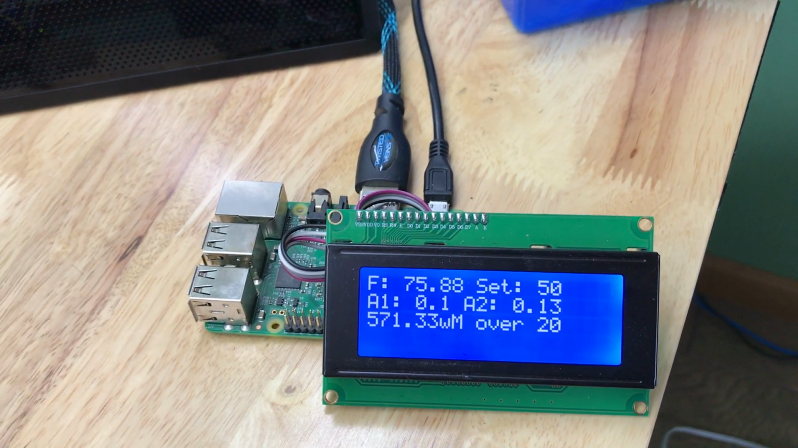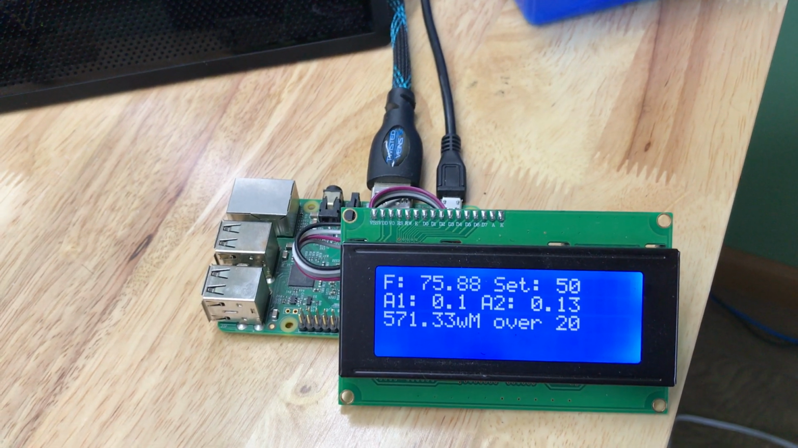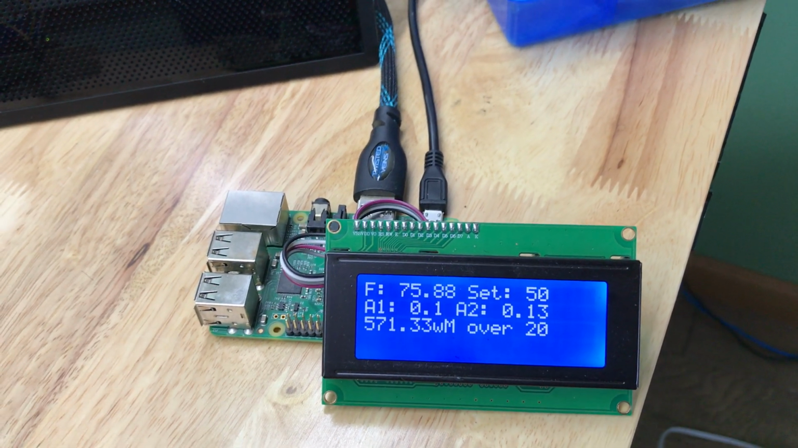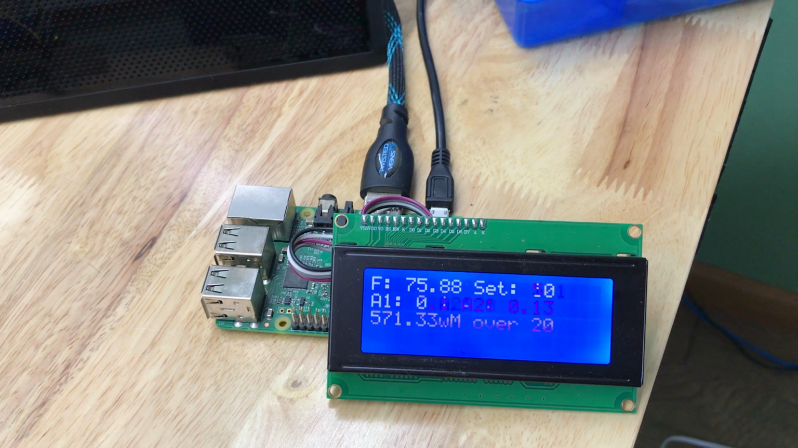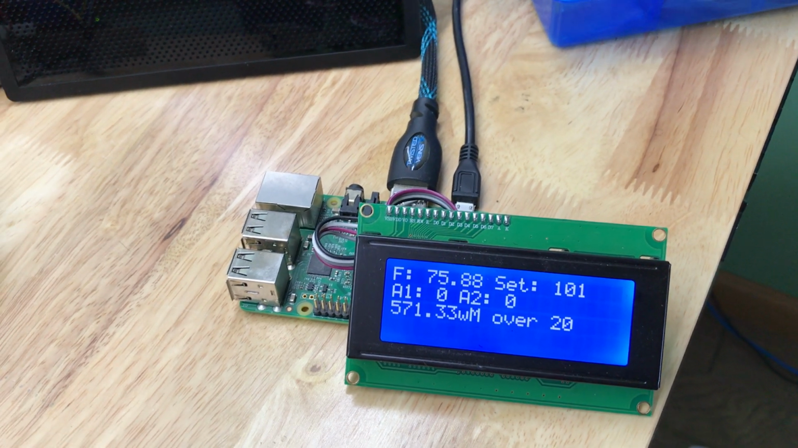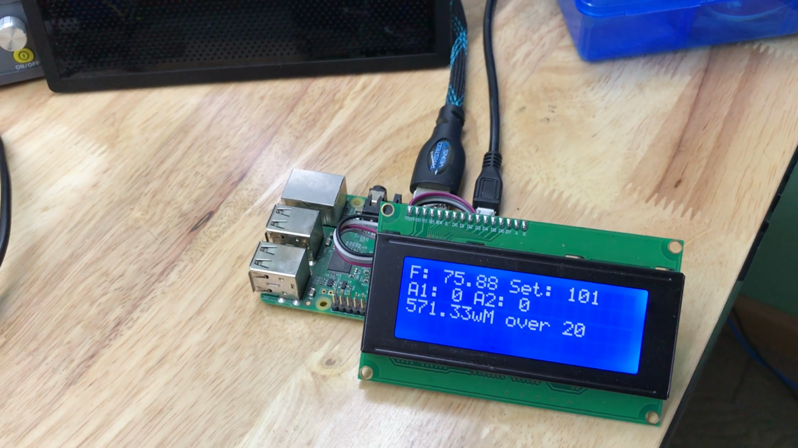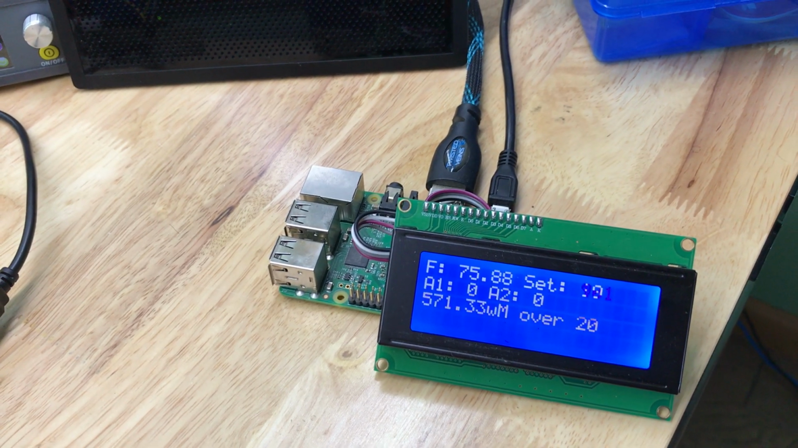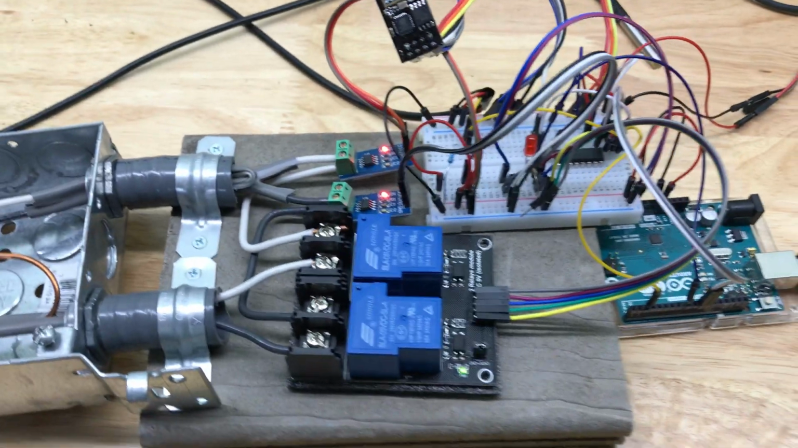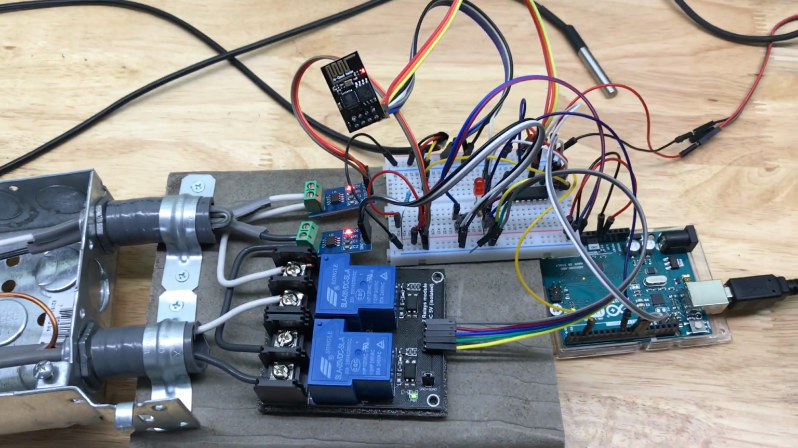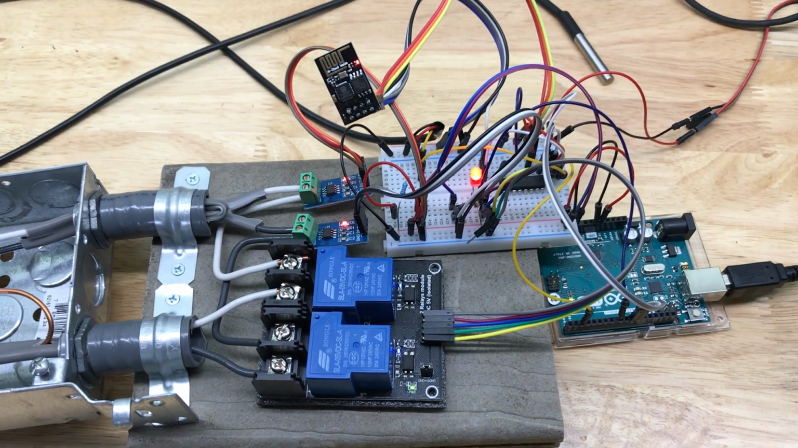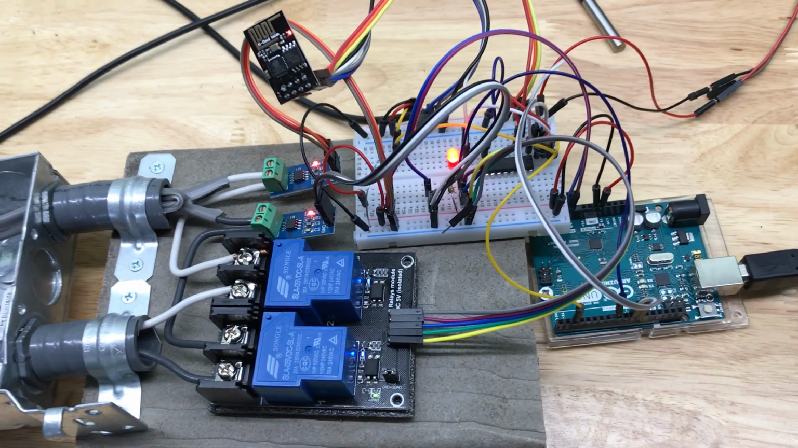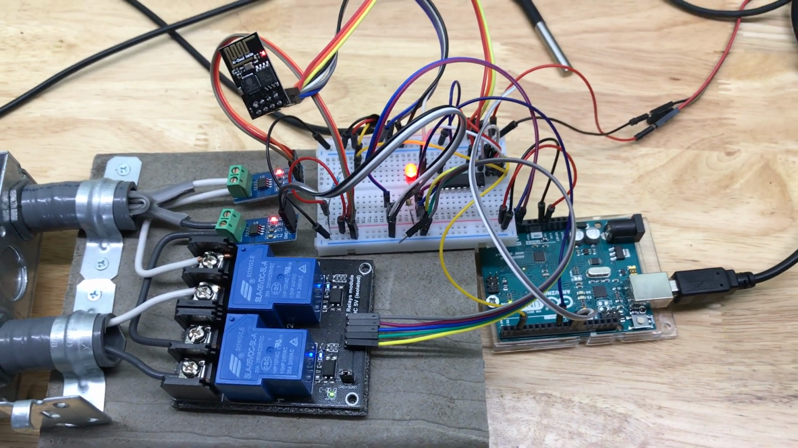Computer, set the hot water to 101 degrees. Hot water is set to 101. Computer, make the hot water cooler. Hot water is set to 99. Next temperature reading, we should see it come back on. There it is. Looks like we are functional. Let's go hook this bad boy up.